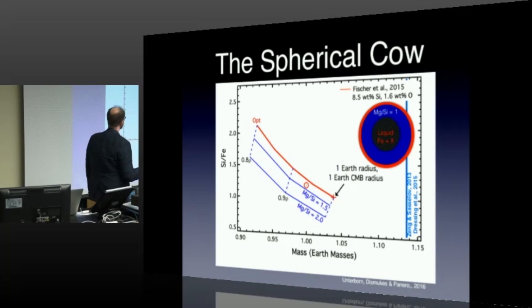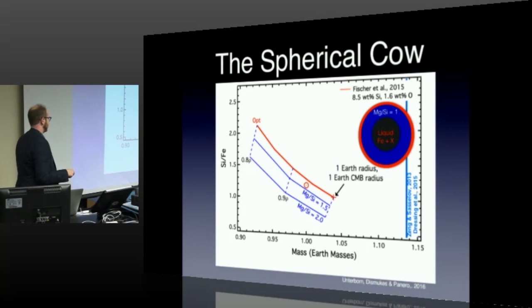And really from this you can see core density changes have a large effect on silicon to iron and mass, whereas changing the magnesium-silicon ratio of the mantle has a small effect on mass, but a somewhat larger effect on silicon to iron. And there's the sun, which falls nicely in my model.